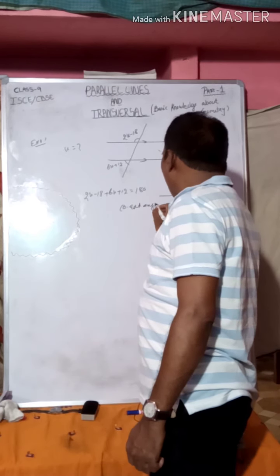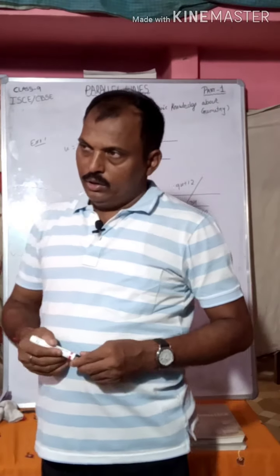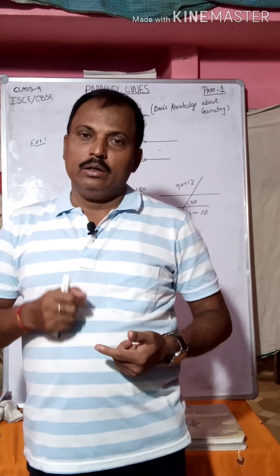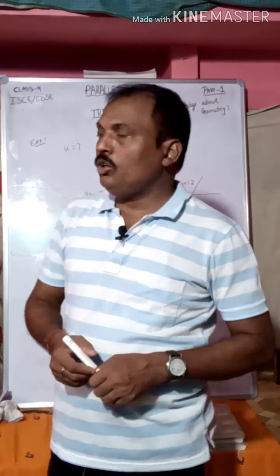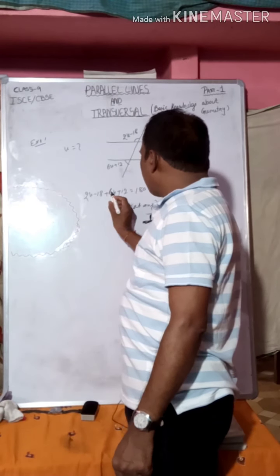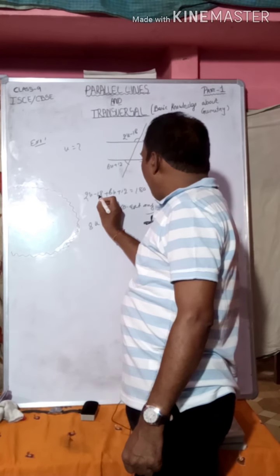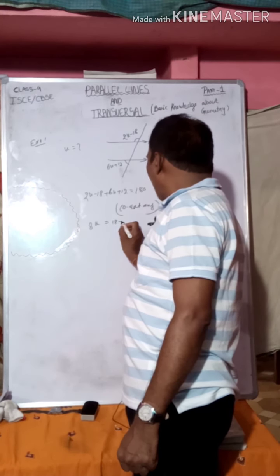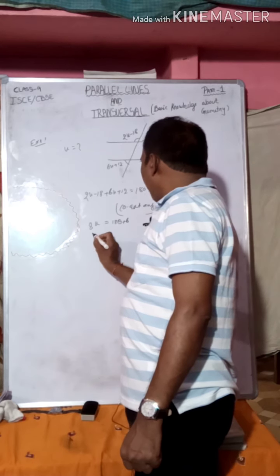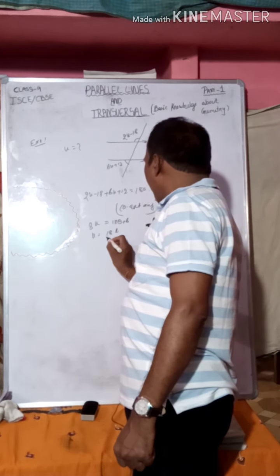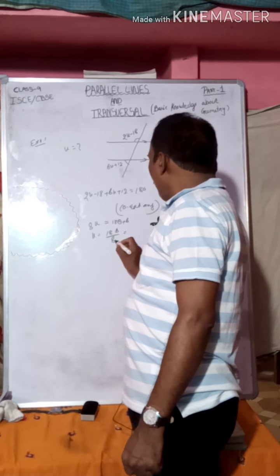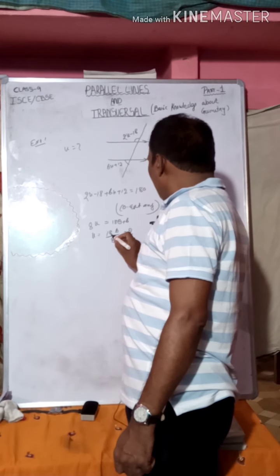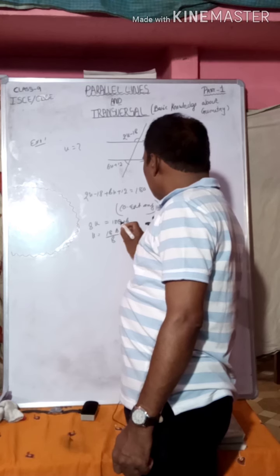Because they are co-exterior angles. The sum of the co-interior angles is 180 degrees, and the sum of the co-exterior angles is also 180 degrees. So 2x plus 6x is 8x, minus 18 plus 12 is minus 6, equal to 180, so 8x equals 180 plus 6. So x is equal to 186 by 8.